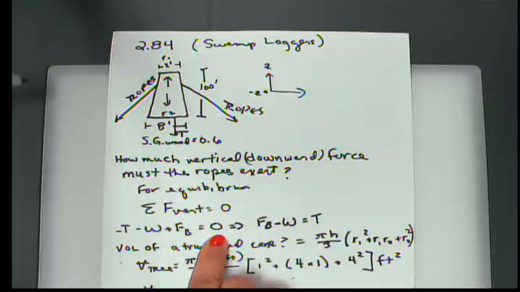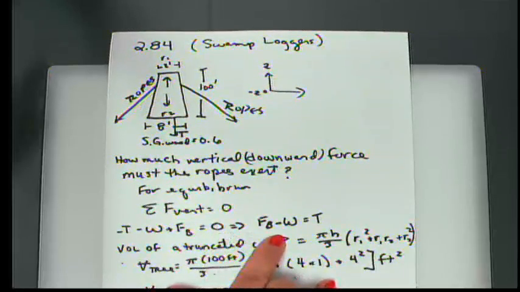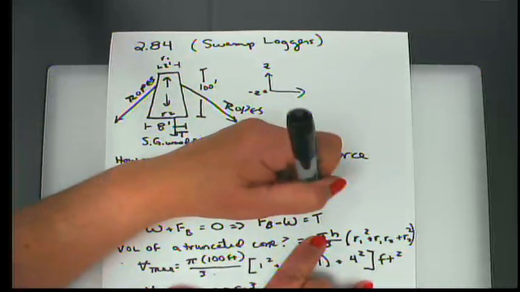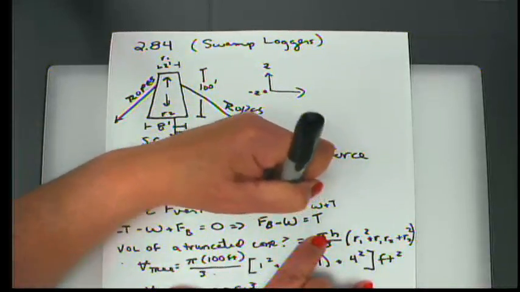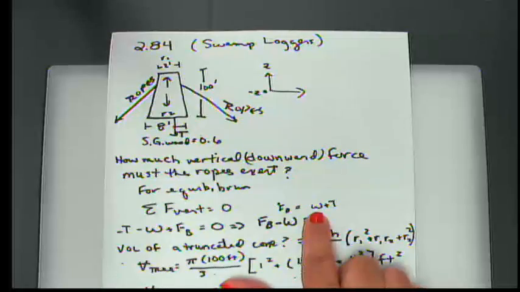In order for stability to occur, in order for it not to shoot up, we need to have those things equal to 0. So I rewrite that the buoyant force minus the weight equals the tension. Or another way to think about it is, if you put weight over here, you would get weight plus tension equals the buoyant force, meaning that the buoyant force has to be offset by the weight of the tree and the tension in the ropes.